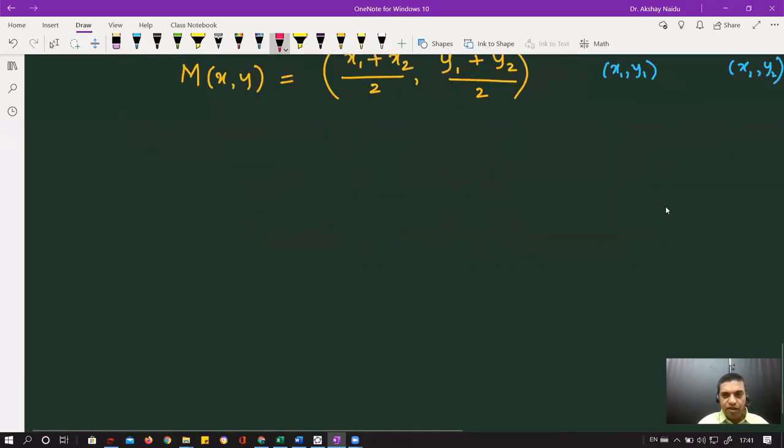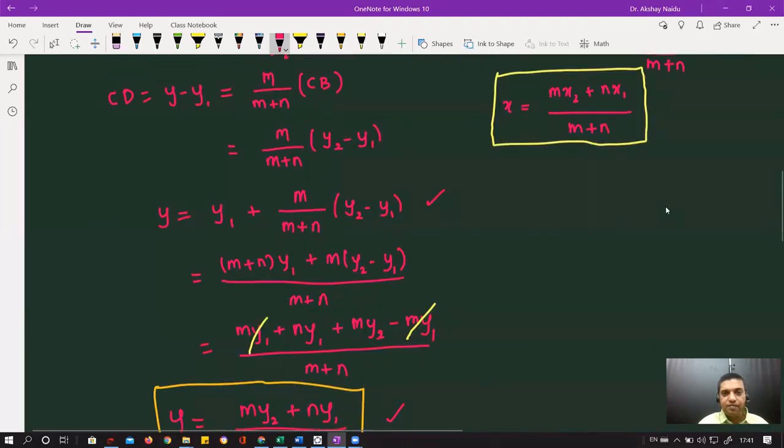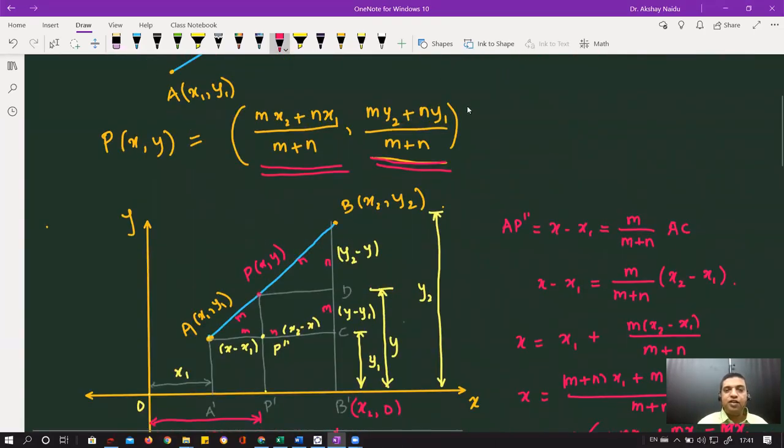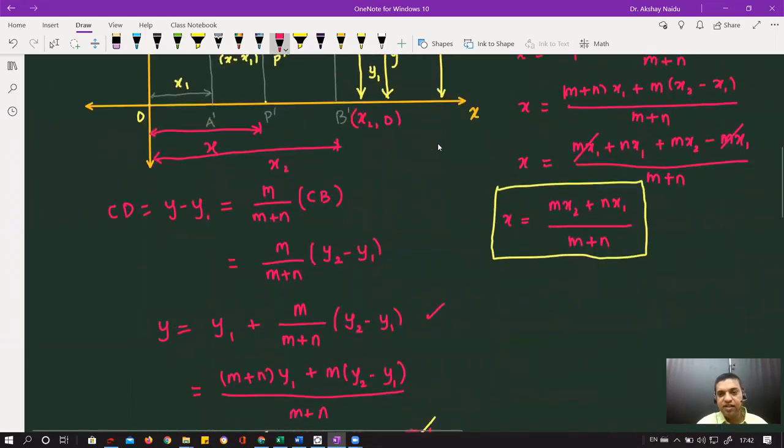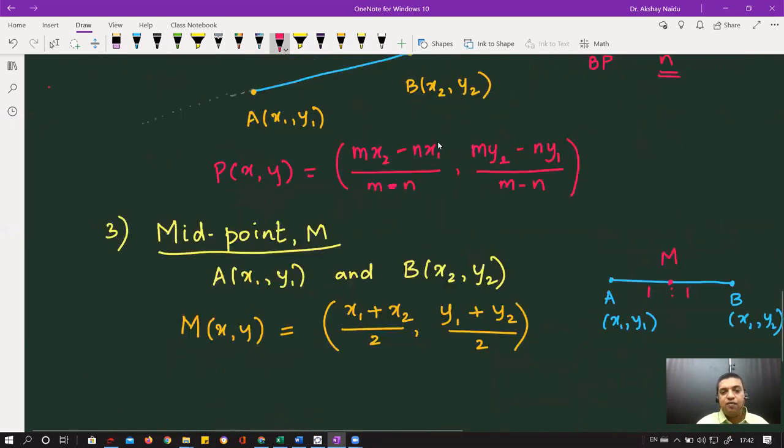So in our section formula for internal division, m and n are 1 each. So what do you get? 1 times x2 plus 1 times x1 by 1 plus 1. So you get (x1 plus x2) by 2. And here m is 1, n is 1. So 1 times y1 plus 1 times y2, so (y1 plus y2) by 2. So that is the formula for midpoint.